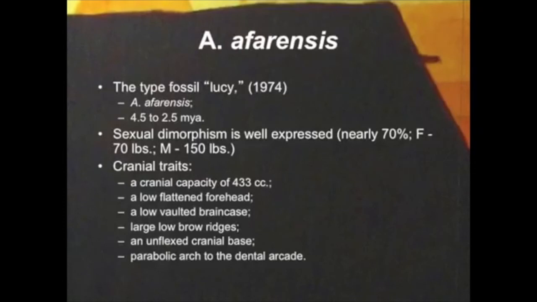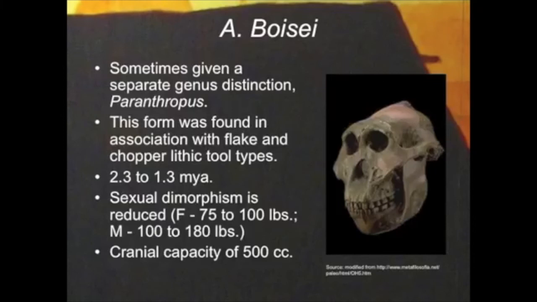Finally, the last thing I'd like to share with you with regards to the cranial morphology of afarensis material relates to the dentition. Like Africanus, afarensis presents us with a parabolic arch to the upper and lower dental arcades. Slender or gracile Australopithecines are not the only part of our story when we take a look at Pliocene deposits.